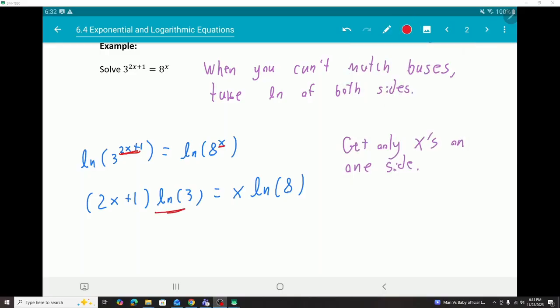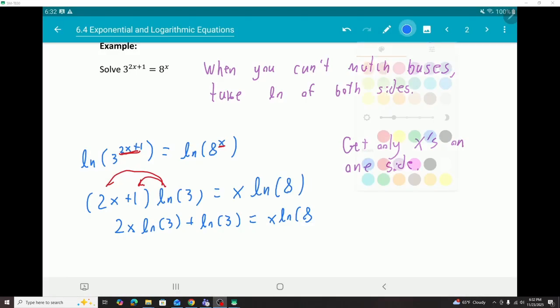And so this natural log of 3, it looks kind of intimidating, but it's just a number. So we say this is 2x natural log of 3 plus the natural log of 3 is x natural log of 8. And now the intuition is, here's an x, here's an x. This doesn't have any x's at all.